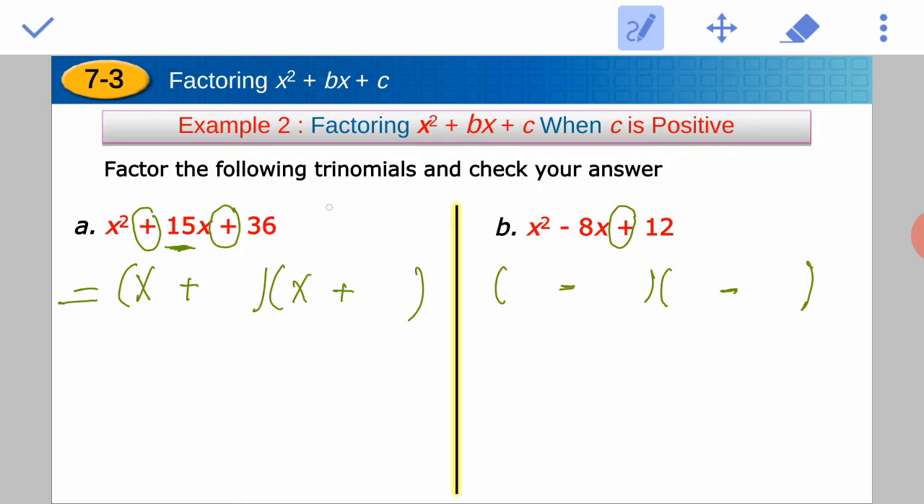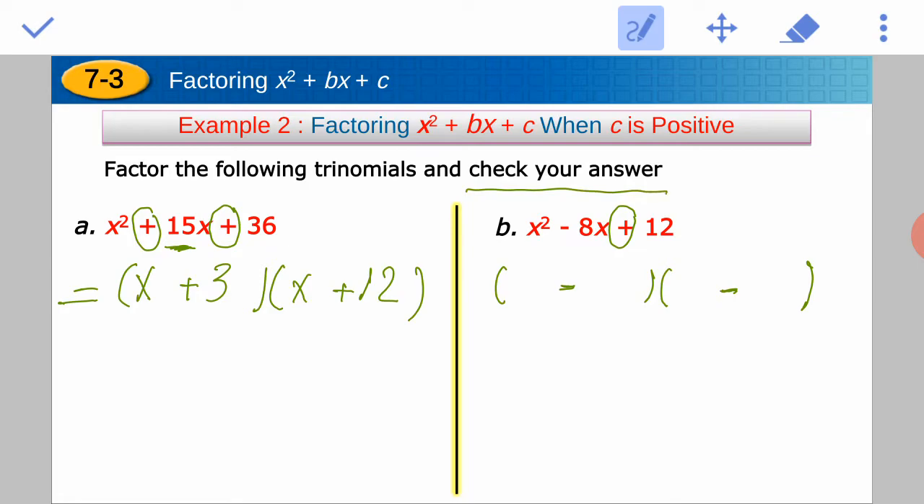Sorry, 3 times 12? Yup, 3 times 12 is equal to 36 and their sum is 15. So I'm gonna place 3 right here and the 12 right there. Is it possible to switch, put the 12 here and the 3 here? Yes, absolutely correct, because the two signs are similar, so it doesn't make any difference. How do I check my answer?